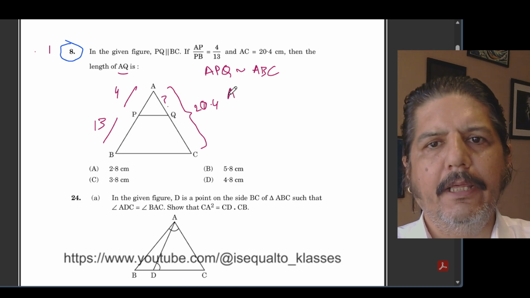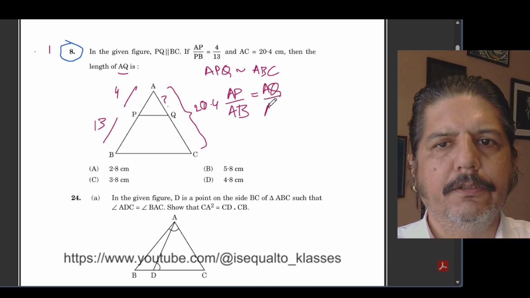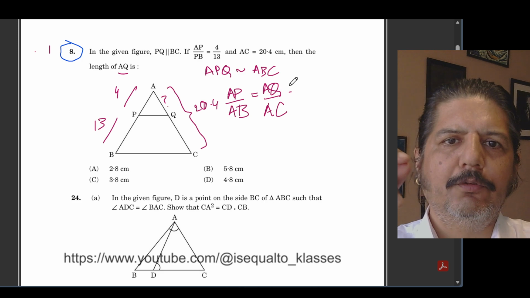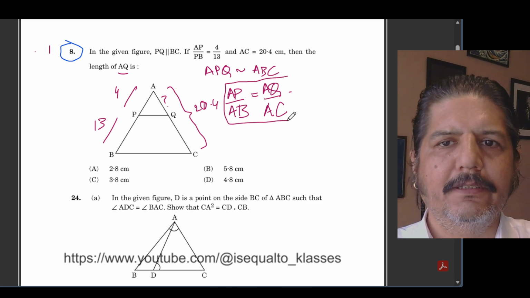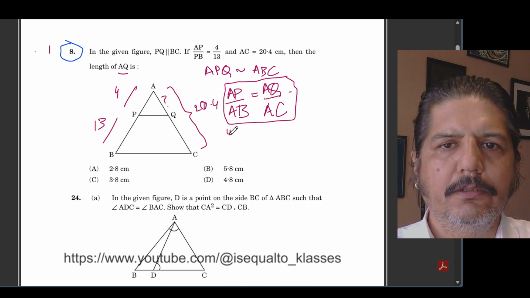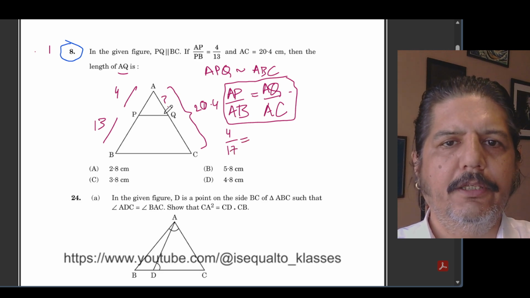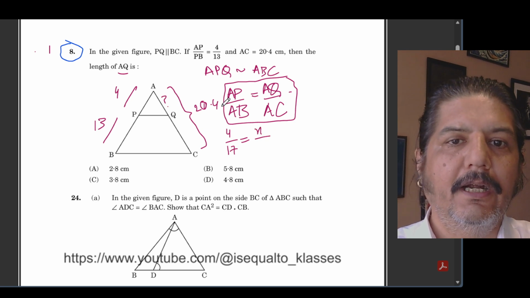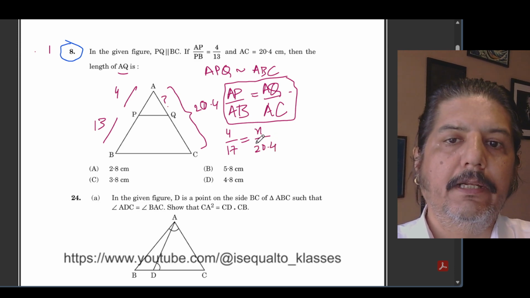But when I'm taking the ratios, for example, AP upon AB is equal to AQ upon AC. So you have to take the ratios very clearly. See, it is AP upon AB and AQ upon AC. Now see, AP is 4 and this whole AB is 17. This would be equal to AQ, which is unknown, so this is X. And this whole AC is 20.4.